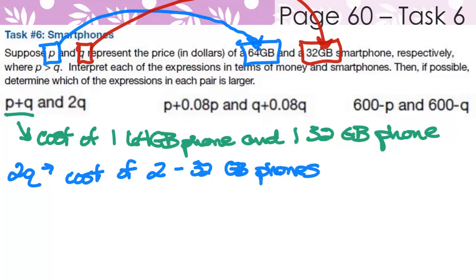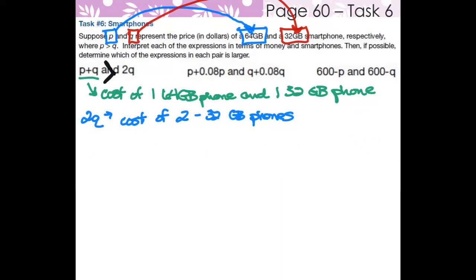Right? Is everybody with me? Okay. So in that example, which is going to be larger? The cost of one 64 and one 32 or the cost of 2 32 gigabyte phones? One 64. Okay, so what symbol should we put in there? You could say is greater than. So basically, P plus Q is greater than 2Q. Does that make sense? So let's go to the next one.